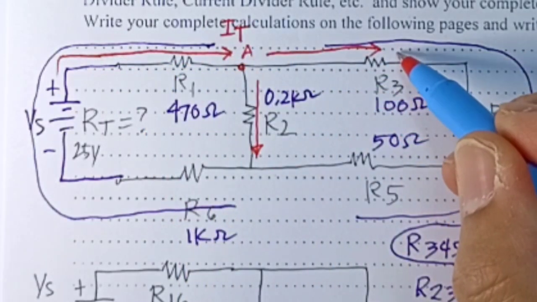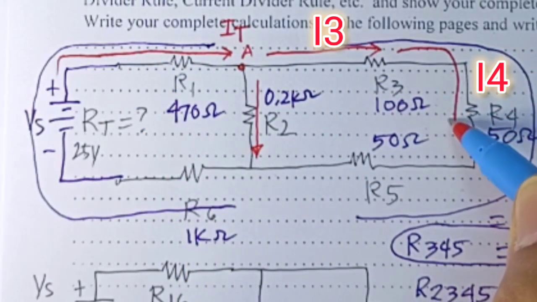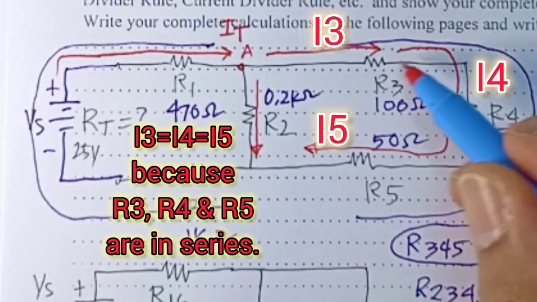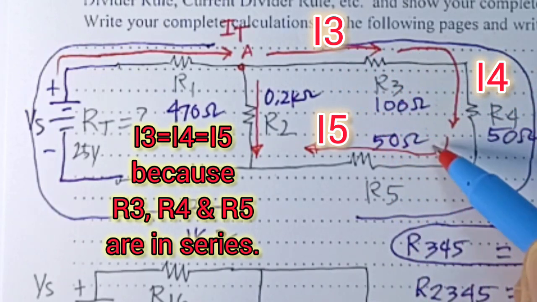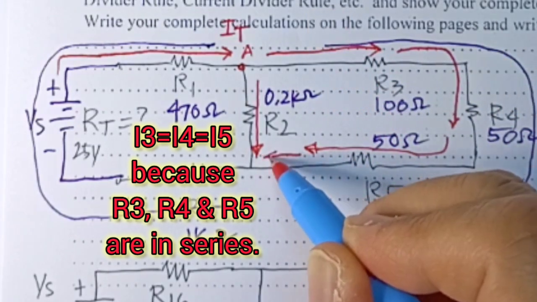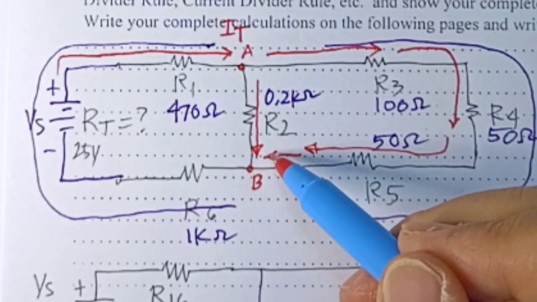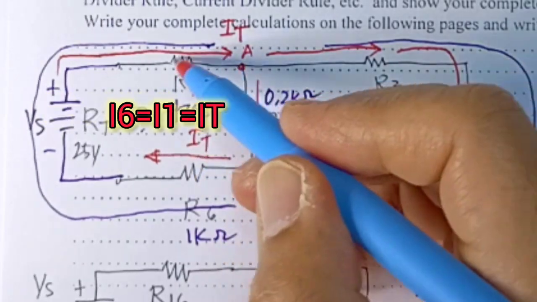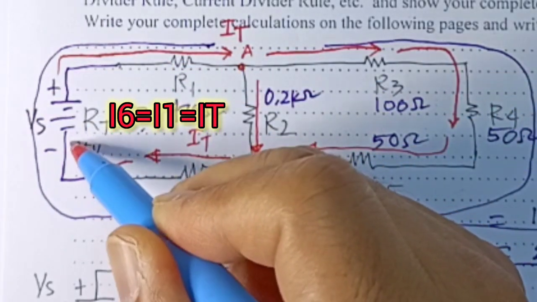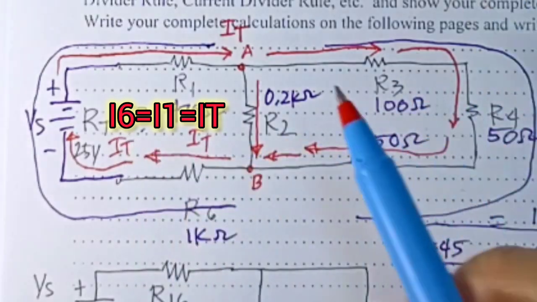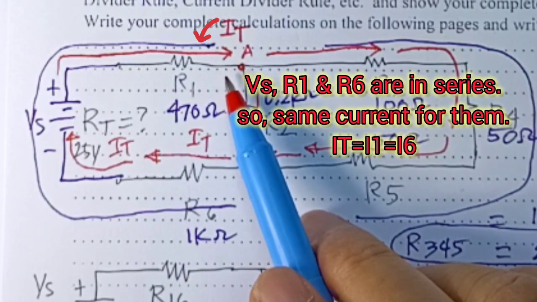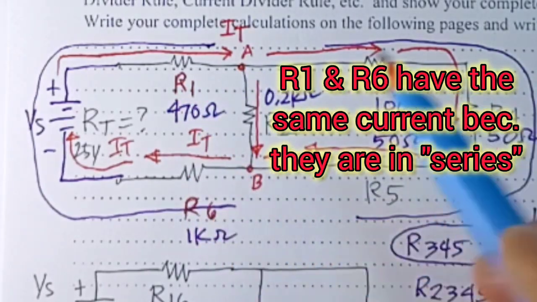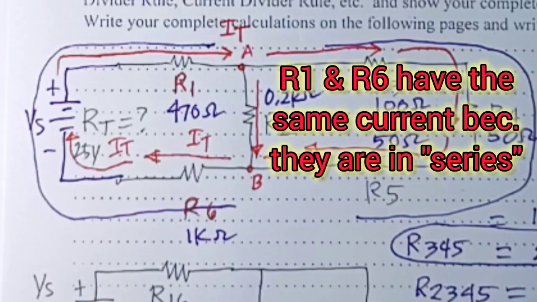Now, when it continues, it will go here to the I4, and then it will go through the I5, the R5. It will be I4 here, I3, I5, but they will have the same value because they are in series. And then when it reaches the point B, it will become together again, and that will be the same current with your I total because they are in series here, and this current will go back to our voltage source. And so we can say that the current IT is going through R1 and R6. Right? The current IT is going through R1 and R6.